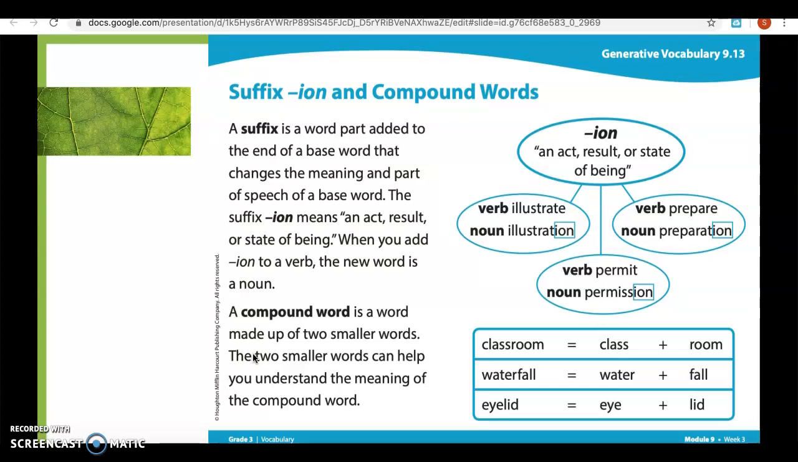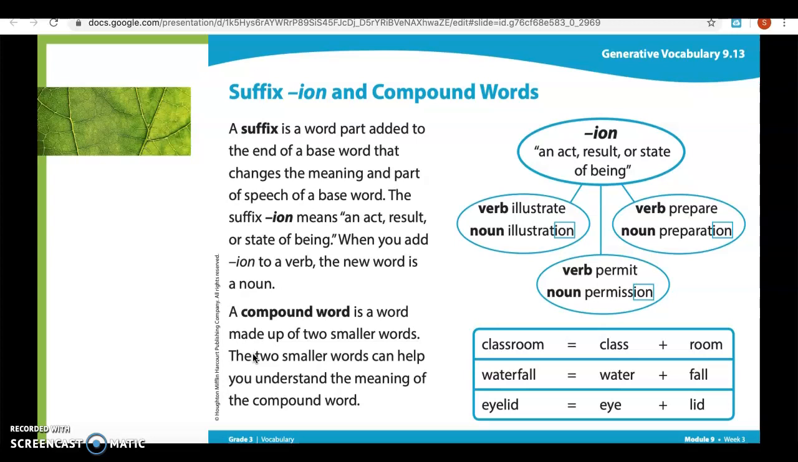So remember, a suffix is a word part added to the end of a base word that changes the meaning and part of speech of a base word. The suffix ion means an act, result, or state of being. And when you add ion to a verb, the new word is a noun.